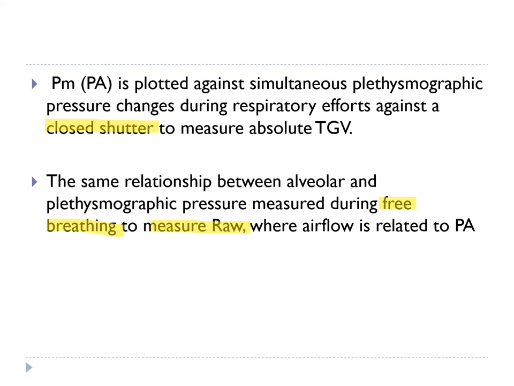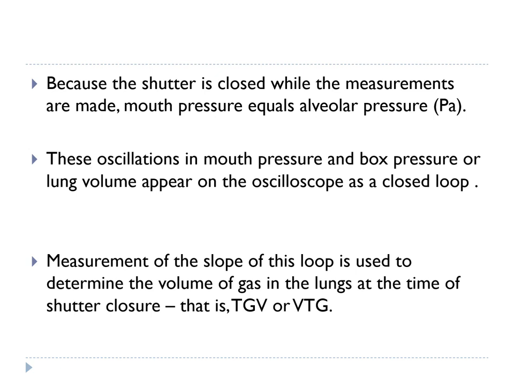The mouth pressure is plotted against a simultaneous plethysmographic measure during respiratory effort against a closed shutter to measure the transthoracic gas volume, or the FRC. And the same relationship between the alveolar pressure and the plethysmograph during free breathing is used to measure the airway resistance, where airflow is related to the alveolar pressure. Because the shutter is closed while the measurements are made, mouth pressure equals the alveolar pressure. These oscillations in mouth pressure and box pressure, or lung volume, appear on the oscilloscope as a closed loop. Measurement of the slope of this loop is used to determine the volume of gas in the lungs at the time of shutter closure, that is the transthoracic gas volume.